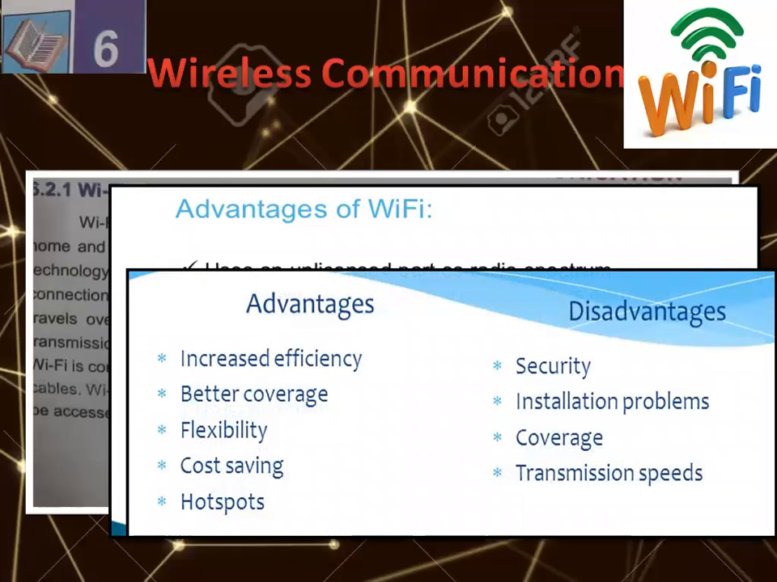Increased efficiency, better coverage, flexibility, cost saving, and hotspot facility are available as advantages of Wi-Fi. And disadvantages are security, installation problem, coverage, and transmission speed. So these are the disadvantages of the Wi-Fi system.